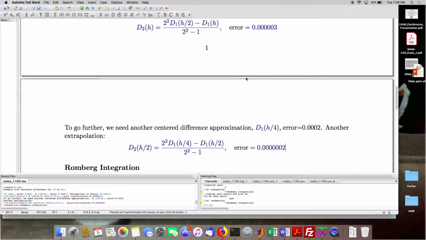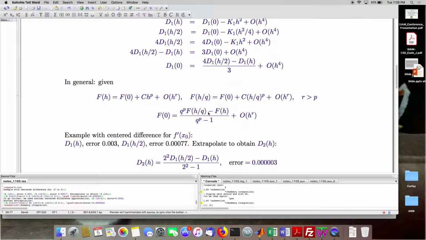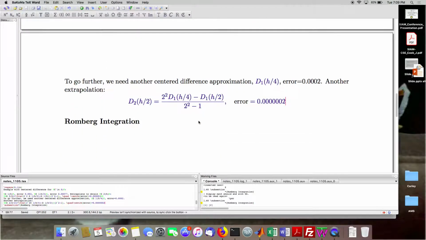Now, what can I do with these two approximations? I can do it again. So I have to take into account that these are fourth order accurate. If I go back to my general formula right here, Q is still 2. We're still reducing h by a factor of 2. But P is now 4. So that's going to change my scaling factor, and you have to be careful about that.